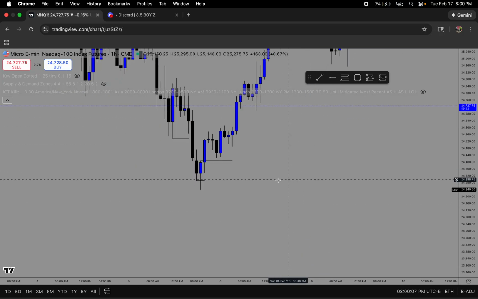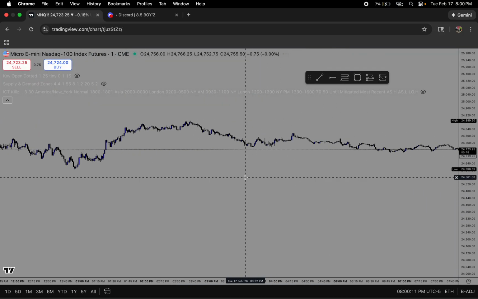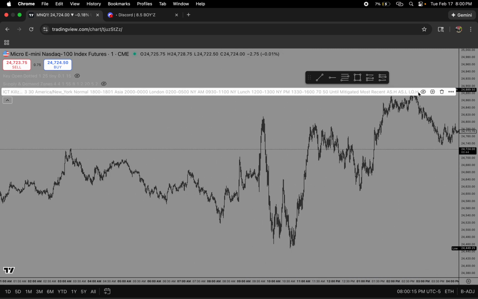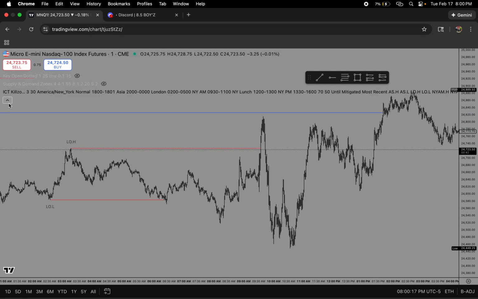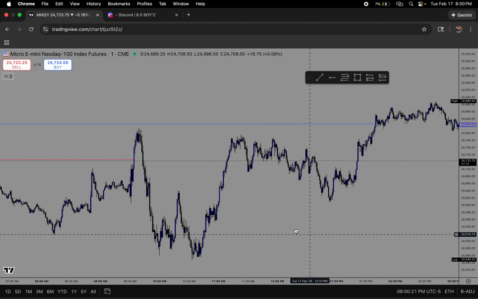Yeah, this is just a quick example of a bullish one. Let's go to the 1 minute and I'll show you why I like the 1 minute better. It's just easier to deal with. I also love this indicator right here. Just makes everything much easier.